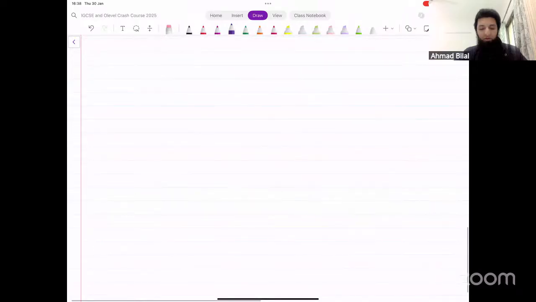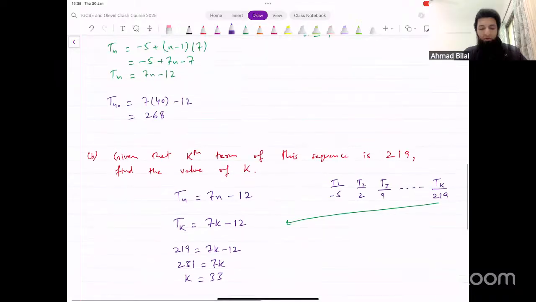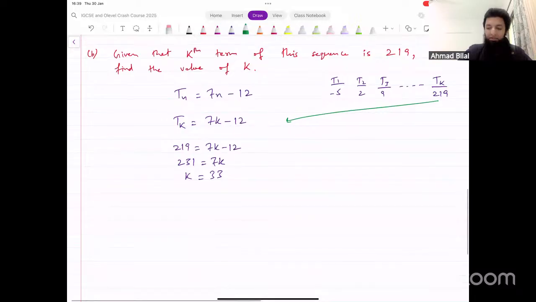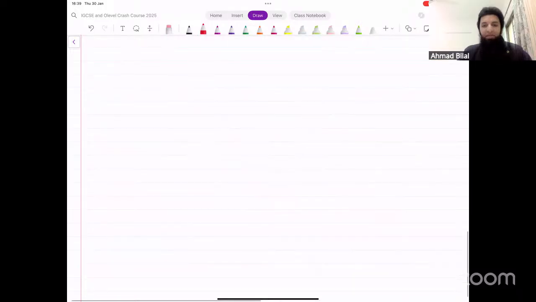You should be able to write down the nth term of the sequence. You should be able to write down the next few terms of the sequence, and you should be able to figure out which term number it is given the value of that term. Okay, so this is the most commonly tested sequence, and it's the easiest one as well. But then we have some other types of sequences too that you need to be familiar with. Number one of those is quadratic sequence.